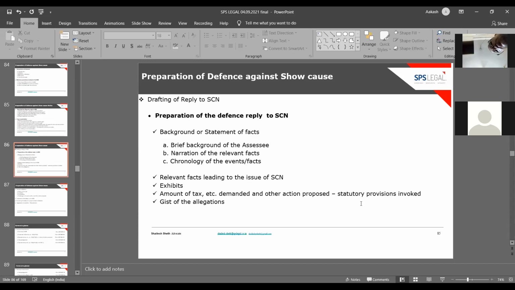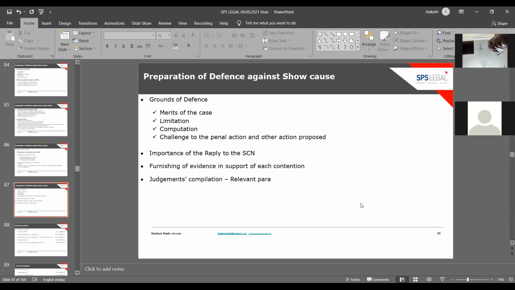Then the other grounds of defense: generally you will have to see the merits of the case, then the limitation, then computation. All this should be taken up at the time of the reply only. Nothing should be left to chance. There is no minor ground and there is no major ground in indirect tax litigation. A minor ground can also, excuse me for a minute.